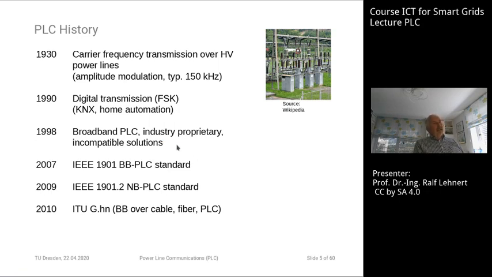But in the early 2000s of this century, standardization started, and in 2007 we had the first standard on broadband PLC, and 2 years later also on narrowband PLC. And also the standard which we will discuss today in a bit more detail is the standard from the ITU, the International Telecommunication Union, and the standard is called G.hn. HN means home networking, although it is also suitable to be used in access networks.